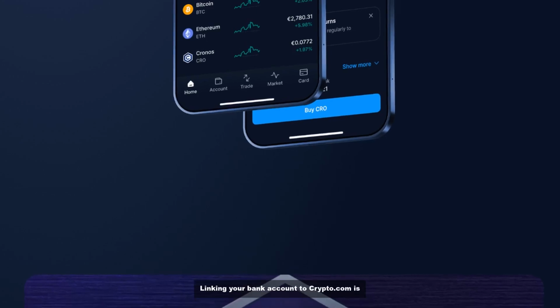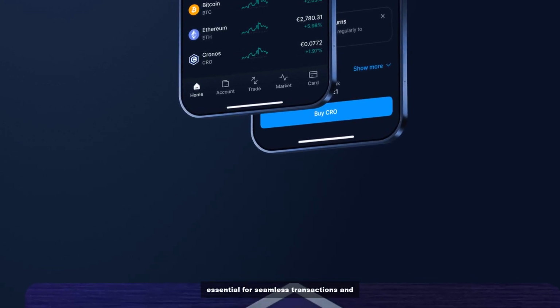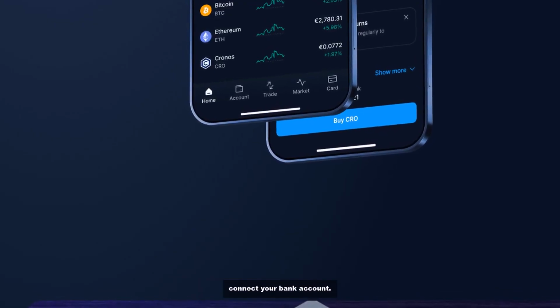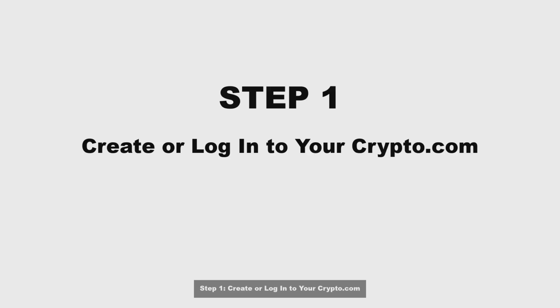Linking your bank account to Crypto.com is essential for seamless transactions and trading. Follow these steps to successfully connect your bank account. Step 1. Create or log into your Crypto.com account.